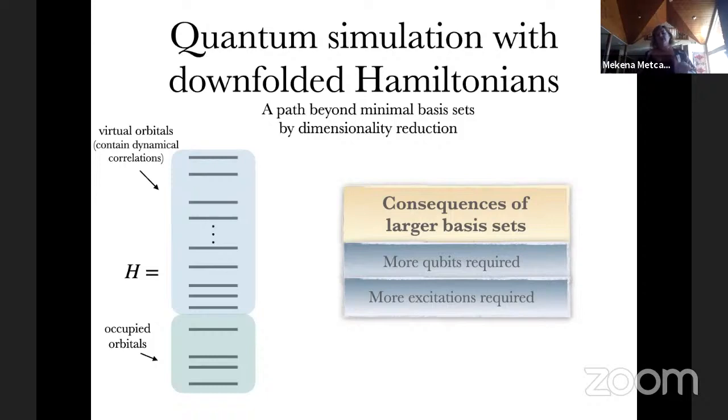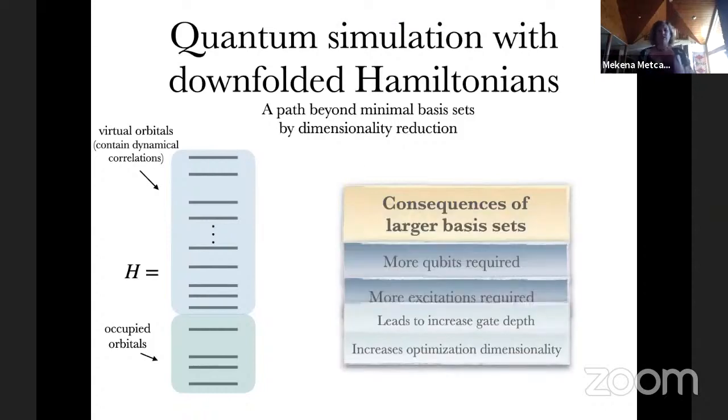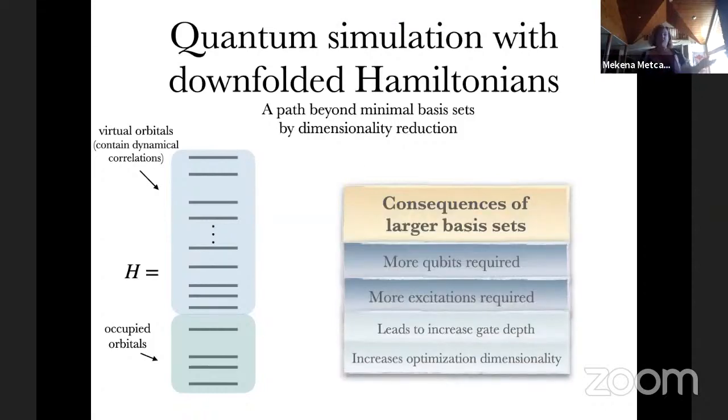But another thing that's interesting is you also need more excitations when you're including these virtual orbitals in your active space. And more excitations mean bigger gate depth and also more optimization parameters, which increases the dimensionality of your classical optimization routine for a variational quantum algorithm.